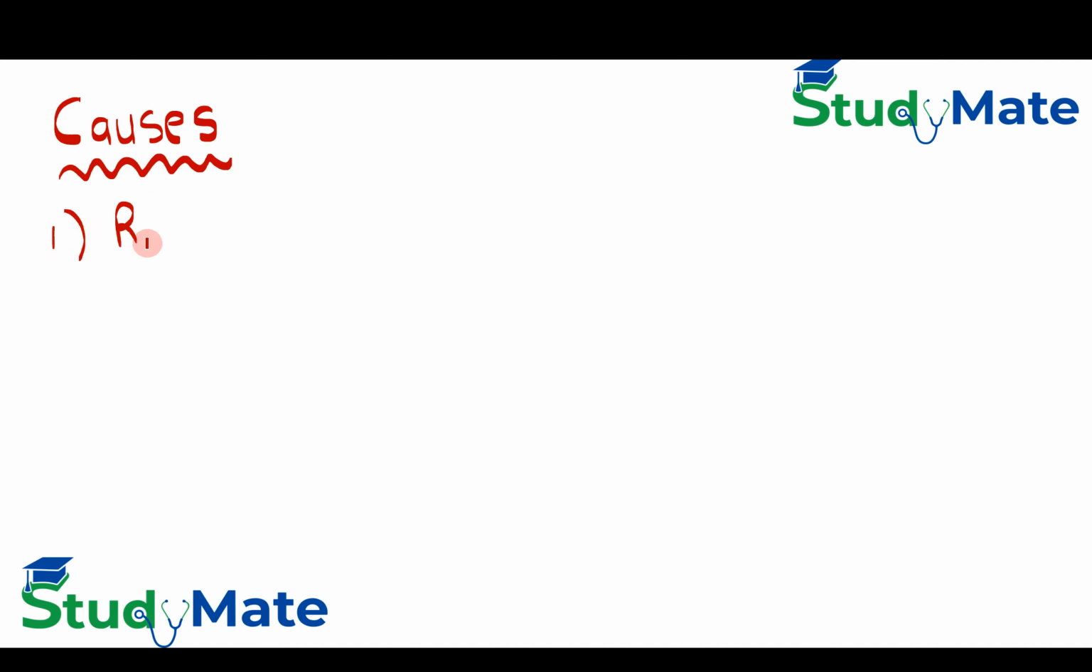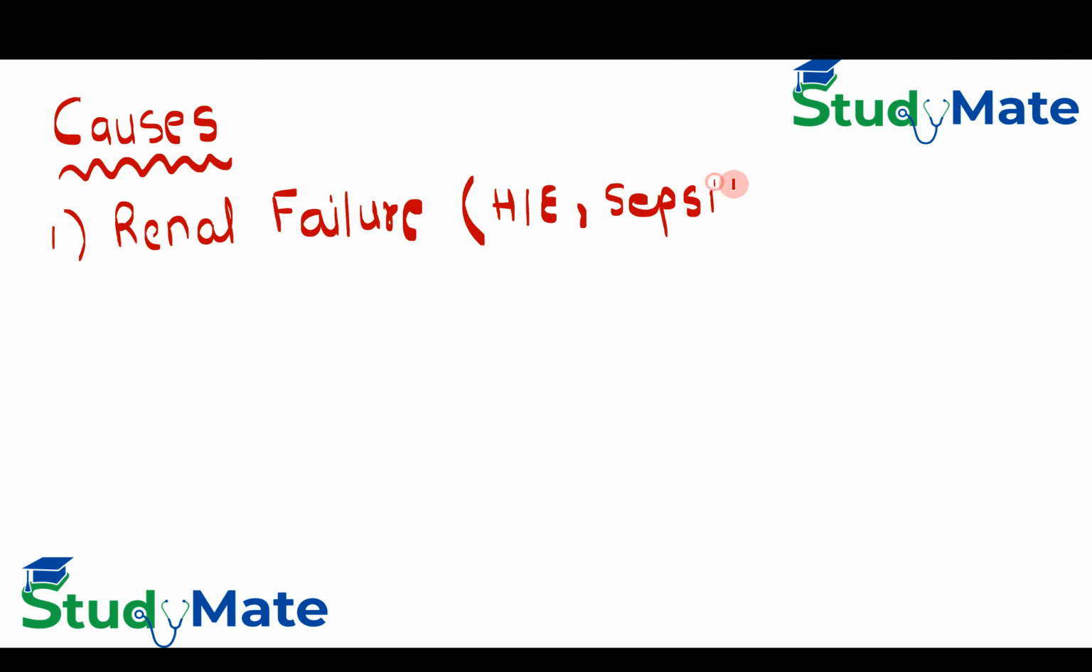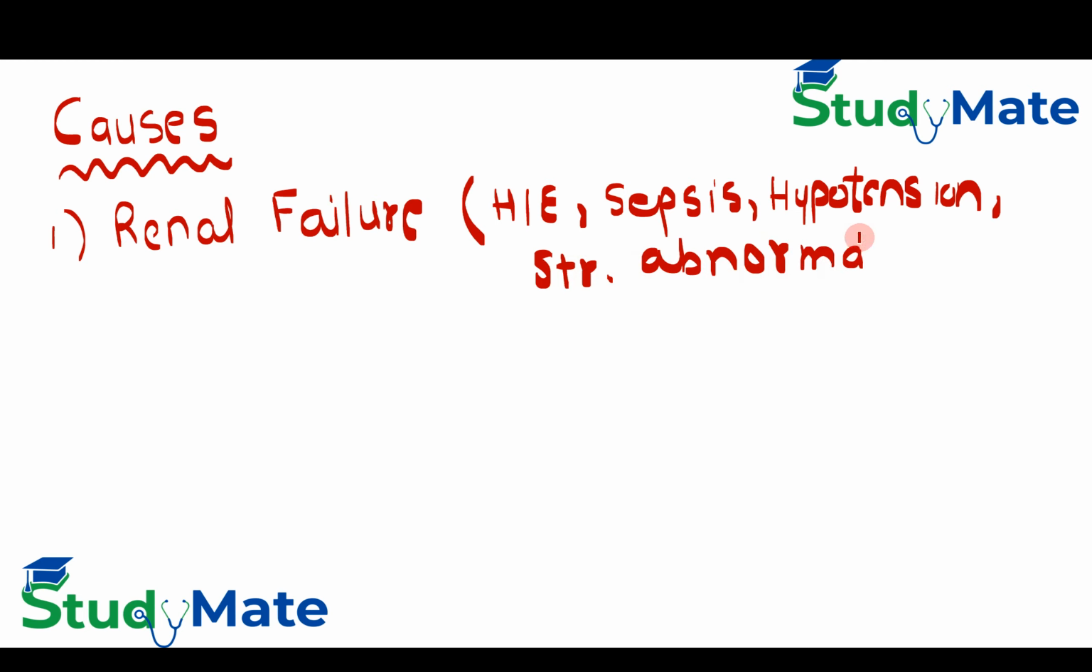Number one is renal failure. Renal failure leads to increased potassium levels. It can be due to hypoxic ischemic encephalopathy, sepsis, hypotension that will lead to ultimately decreased renal perfusion and renal failure, and any structural abnormalities in the urogenital system that can lead to renal failure.